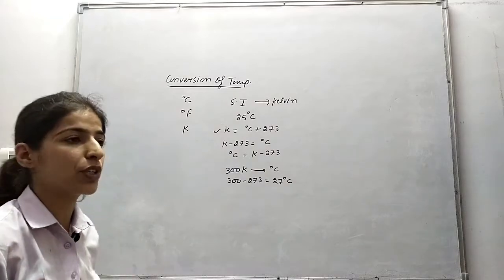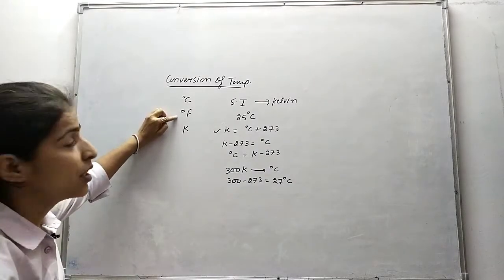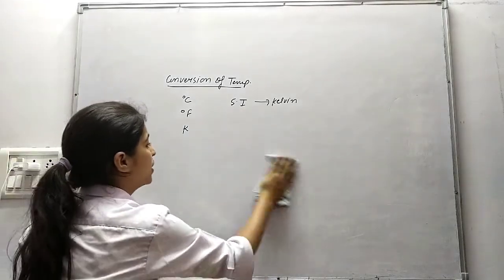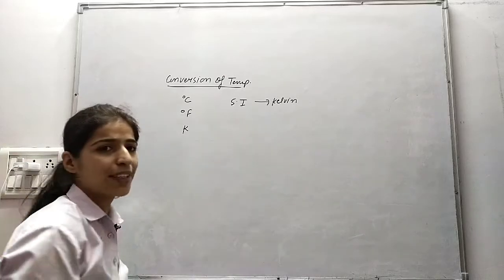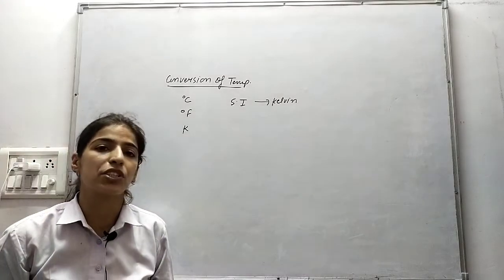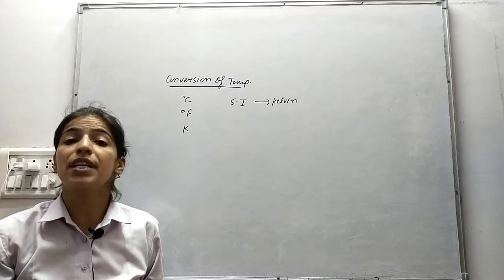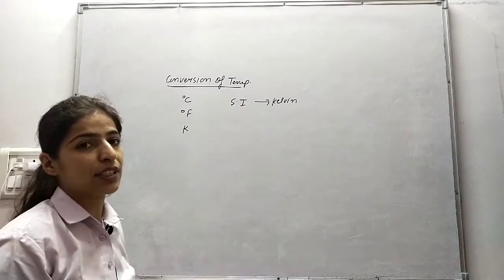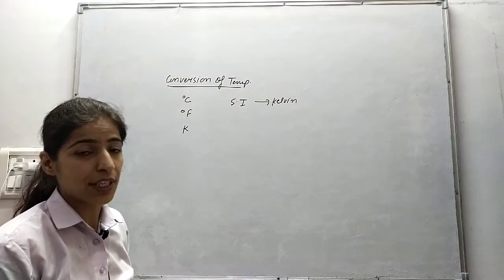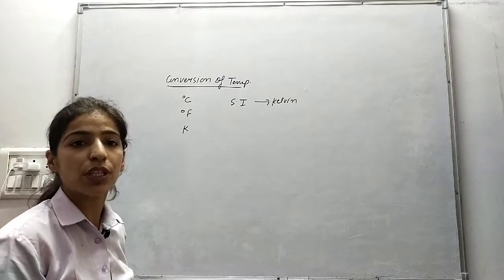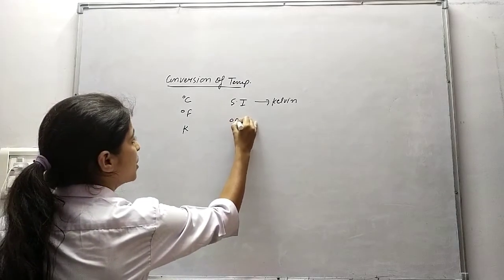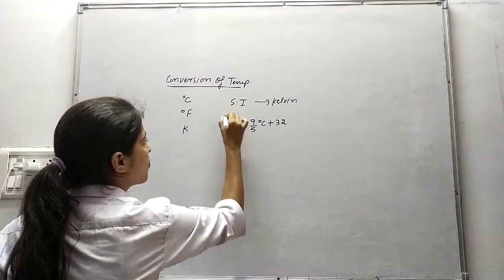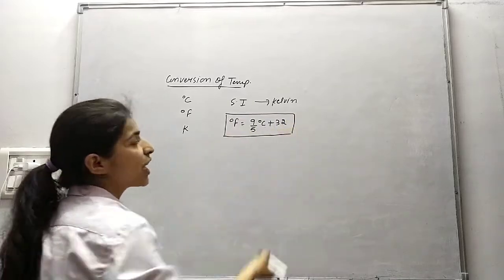Now we are going to convert degree Celsius to Fahrenheit, and Fahrenheit into Kelvin. How can we convert this? There are formulas for this. For example, our body temperature is measured in degree Fahrenheit. That will be 98.6 degree Fahrenheit. If we want to convert 98.6 degree Fahrenheit into degree Celsius, we can convert by using the formula: degree Fahrenheit equals 9 by 5 degree Celsius plus 32. This is the formula. By using this formula, we can convert.